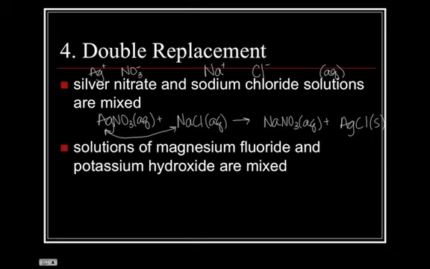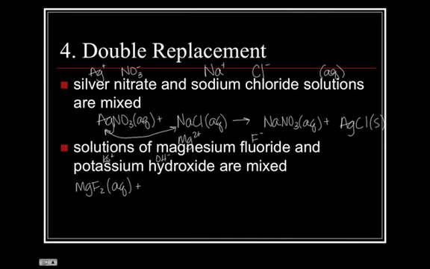Okay, next one, solutions of magnesium fluoride and potassium hydroxide are mixed. So, same thing that we did up above. Magnesium fluoride. Well, magnesium is Mg. It's in group 2, so it's going to have a +2 charge. Fluoride is F. It's in group 17, so it'll have a -1 charge. So the formula for magnesium fluoride is going to be MgF2, and that would be aqueous. Plus potassium hydroxide. Potassium is K. It's in group 1, so it'll have a +1 charge. Hydroxide is a polyatomic ion, OH, with a -1 charge.